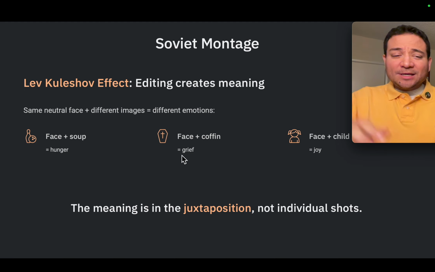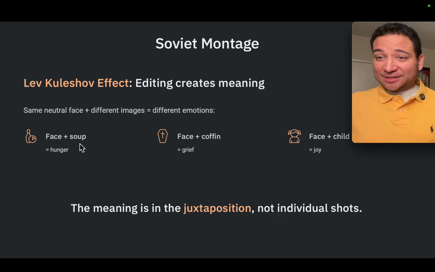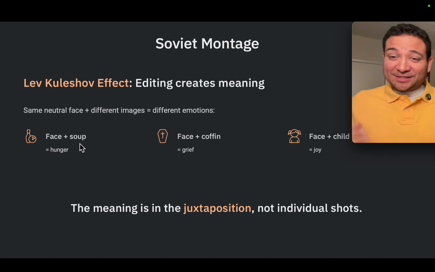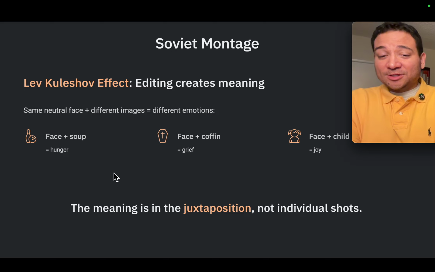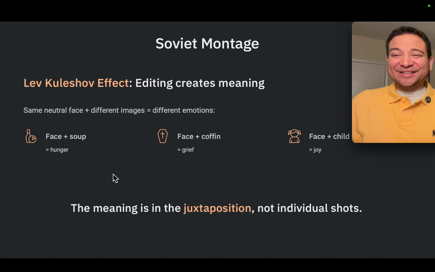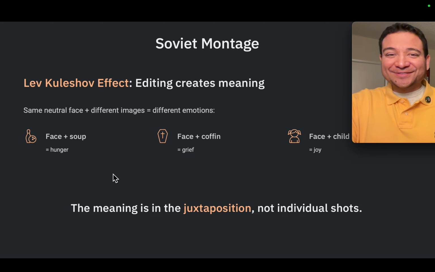I can't help but think of a face and soup when a family's going hungry, and maybe there's just a little bit of soup left and it zooms into the faces of the family. So the meaning's in the juxtaposition, not the individual shots. When you pair things together, there is meaning within those shots.